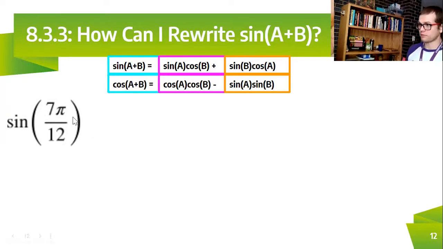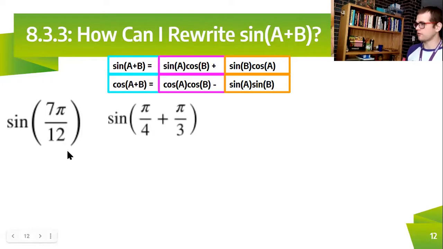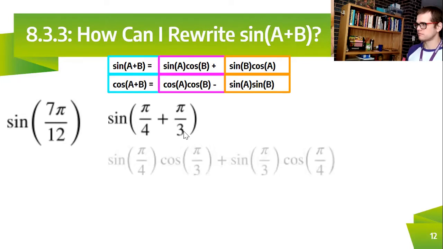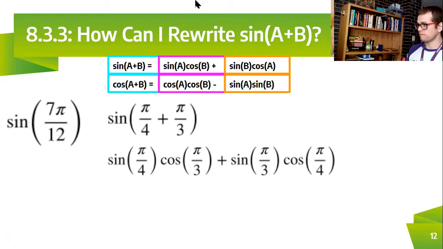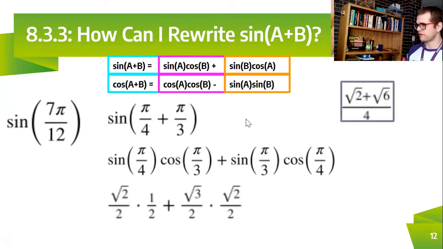So I can evaluate this exactly by using the angle sum and difference. What I have to do is just come up with two angles that add or subtract to 7 pi over 12. And after playing around, I came up with pi over 4 and pi over 3. To evaluate that exactly, I split it up via my rule, evaluate it, and simplify. That's how we can do that. It's pretty sweet.